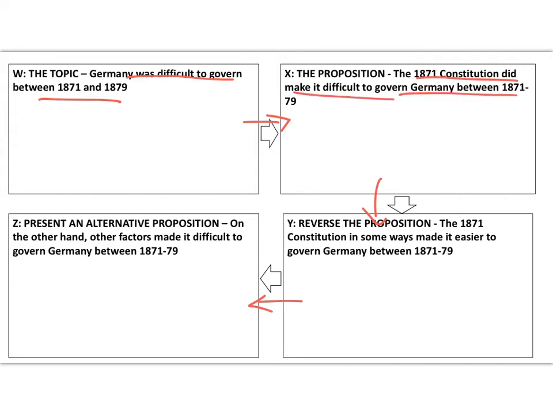That's the topic sentence. The next building block: the 1871 Constitution, in some ways, made it easier to govern Germany, a topic sentence. And then finally, another topic sentence: on the other hand, other factors made it difficult to govern Germany. So those 4 topic sentences are crucial. They will be scattered throughout your answer at relevant points to really connect your essay together. But obviously in between all those topic sentences you've got to put your knowledge, and you've got to select relevant knowledge to develop each of those topic sentences.